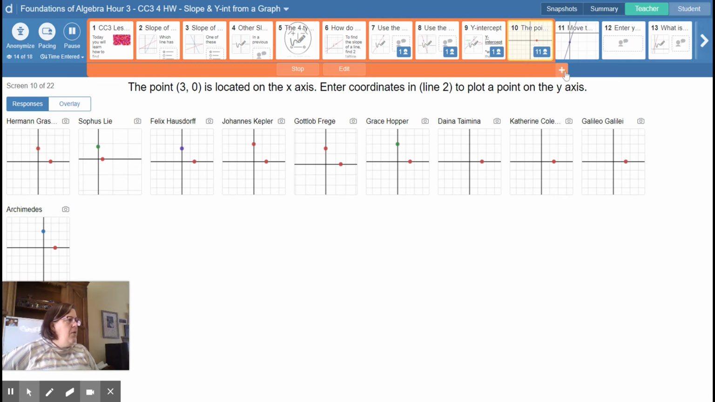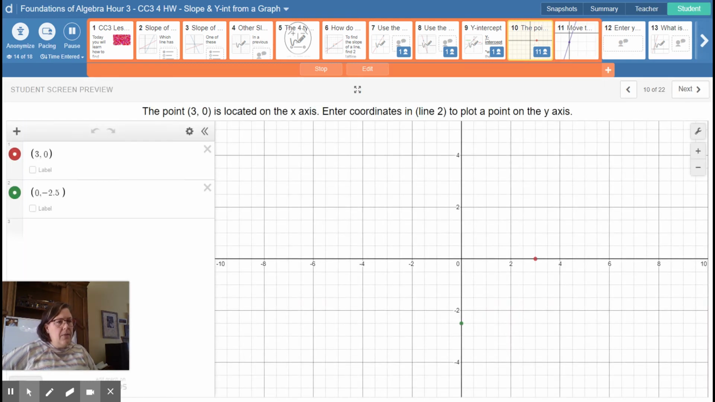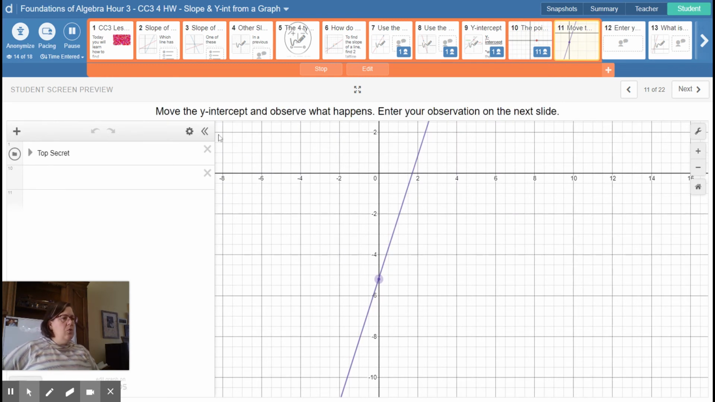Okay. All right, next slide. I want you to take a look at slide 11. There's a graph on slide 11, and it's a purple line. And the directions for slide 11 say for you to move that y-intercept and observe what happens. So click your cursor on that y-intercept. You'll see a purple dot show up. And then I want you to click on it and then just move it up and down that y-axis. And I want you to pay attention to what happens along that line and or what happens with the purple line. And then whatever observations you have, they're going to go on slide 12.